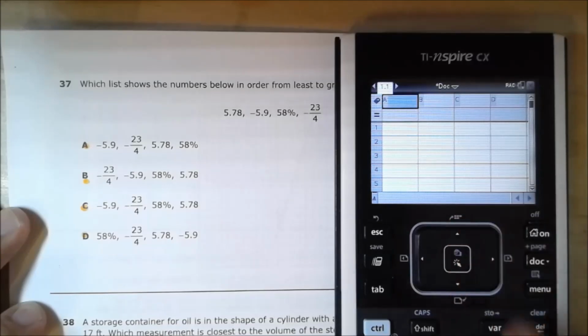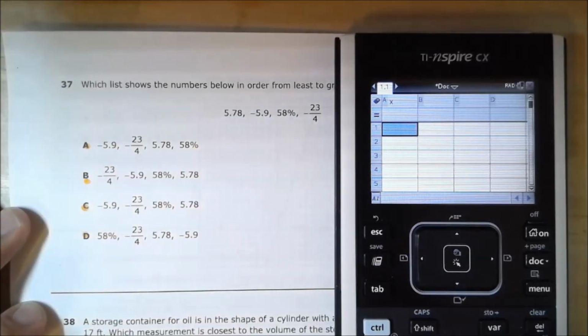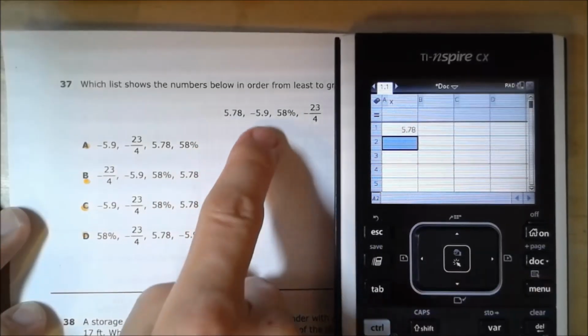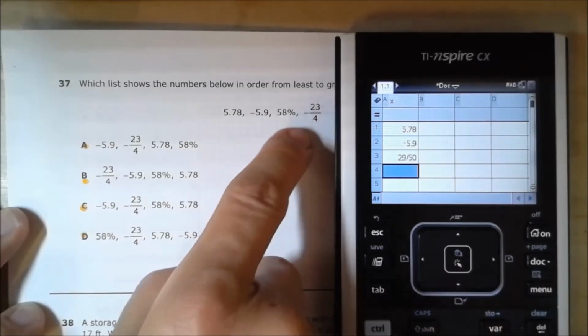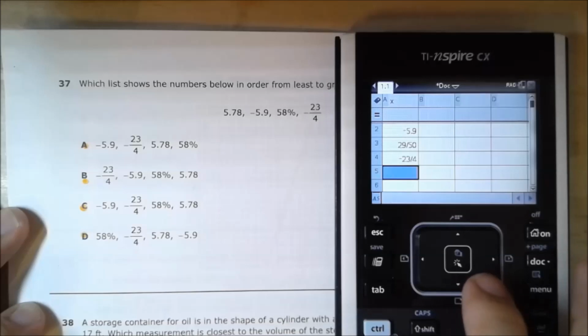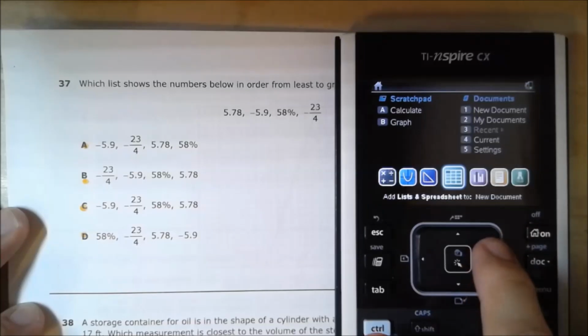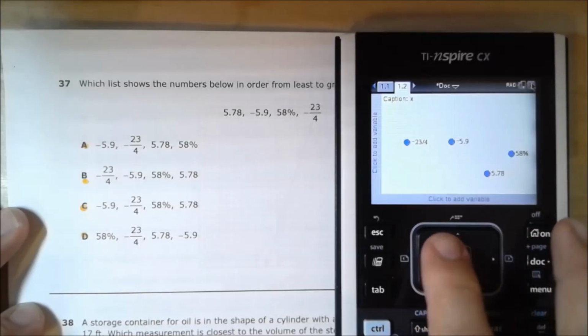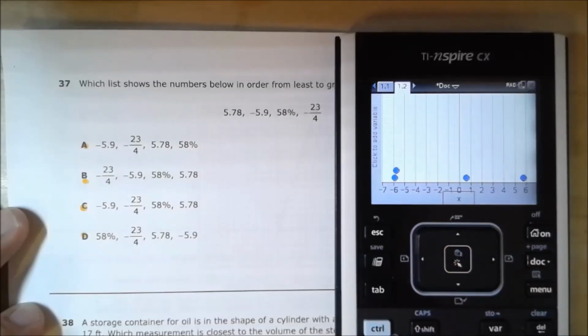you can go ahead and change this to X, and then go down and let's just put our numbers in. We have 5.78 and negative 5.9, 58%, and then we have negative 23 over 4. Now don't worry, it looks like it changes the format a little bit when you exit out. Don't worry about that. Just go ahead and go over to statistics, change your axis on the bottom to X, and it's going to order them.